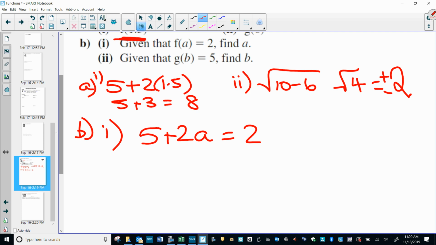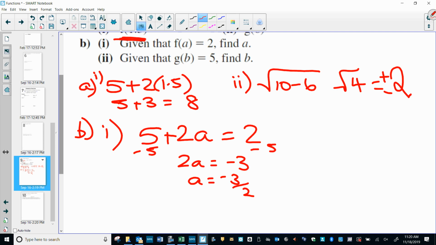Okay? So the value is not in the bracket. The letter happens to be different, it's not always. But they've asked us to find what value of a makes that statement true. So obviously now we're solving an equation, so we'd subtract 5 from both sides. So we'd have 2a equals negative 3. a is negative 3 over 2. Okay?